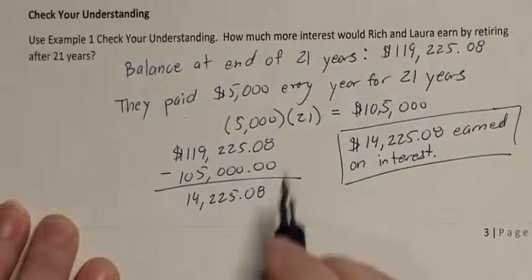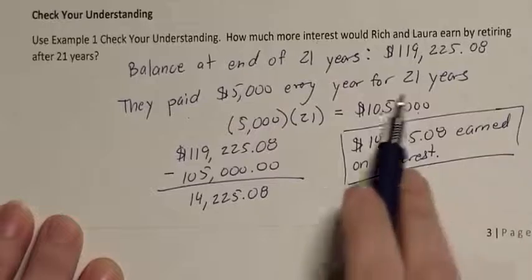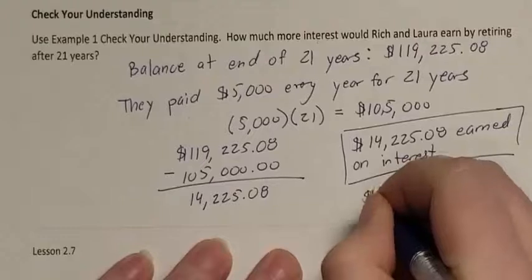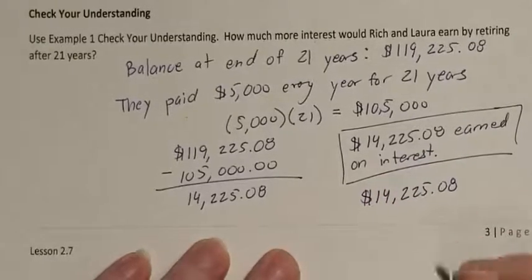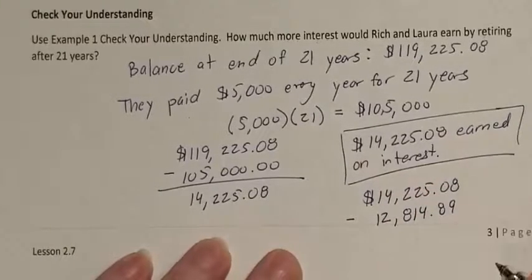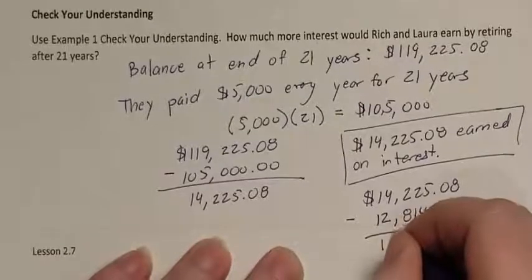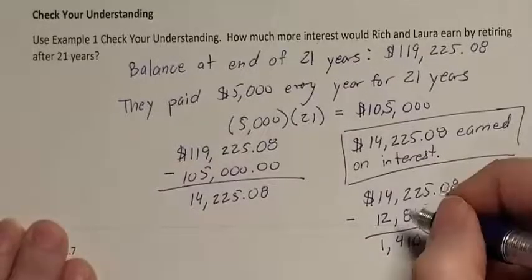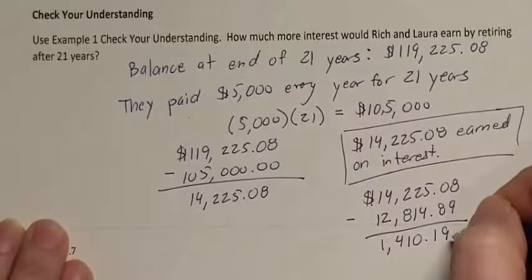If they lasted one more year, how much more interest did they earn from 21 from 20? So we don't want to know how much they earned at 21. We want to know how much more. So according to example 2, we know that $14,225.08 was earned after 21 years. But we know that $12,814.89 was earned after the 20 years. That came from example 2. So if we subtract the two, we find out that $1,410.19 is what they earned in addition. So we learned that $1,410.19 is how much more they earned if they waited just one more year.